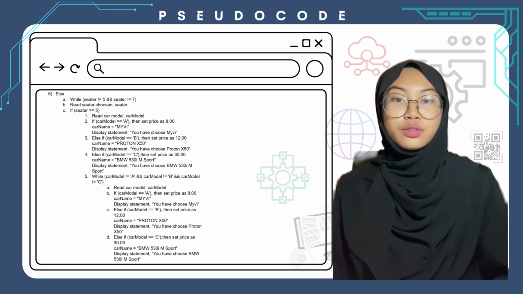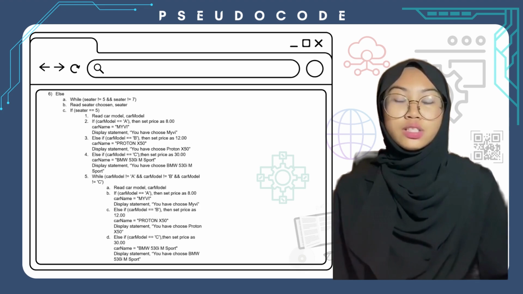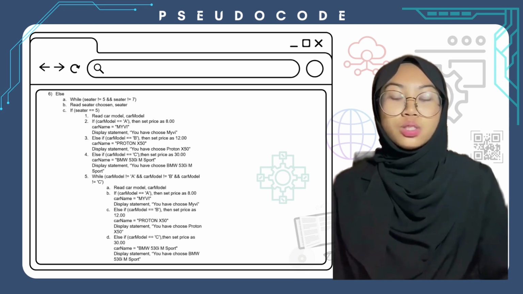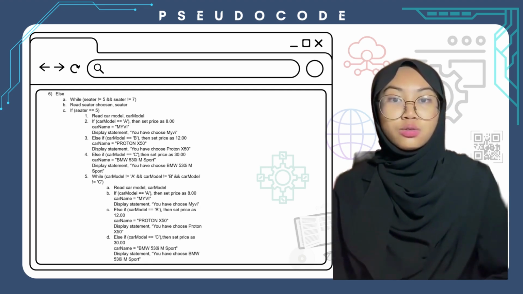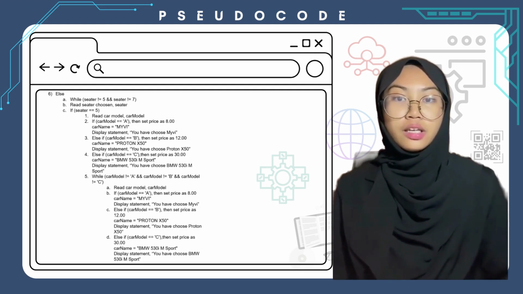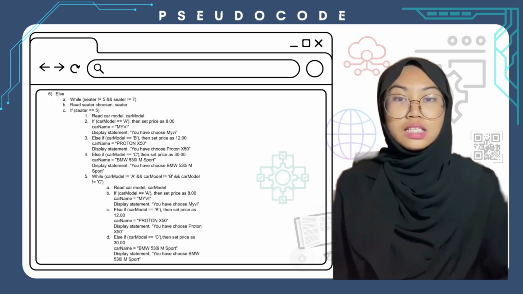Else, if the customer chooses other than 5 and 7 seater, it will read the seater chosen and the customer still needs to choose whether they want 5 or 7 seater. If they choose 5 seater, they need to choose car model A, B or C. If they choose 7 seater, they need to choose car model D, E or F.